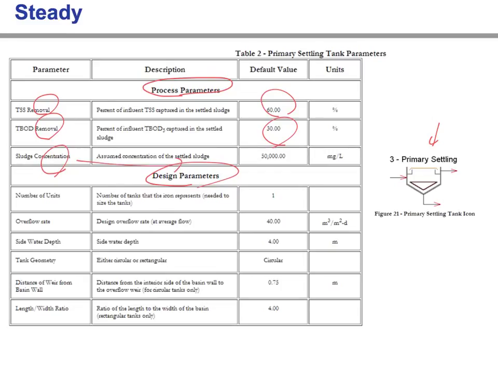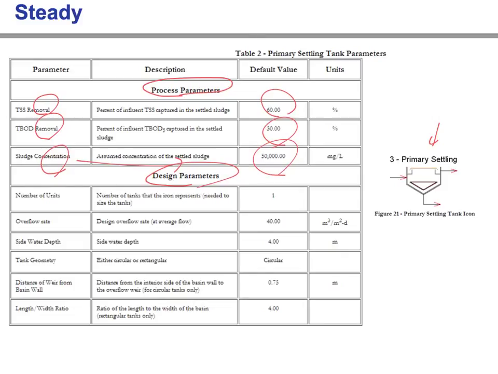Sludge concentration: if you have this value, you can see how much sludge is produced by this primary settling tank.